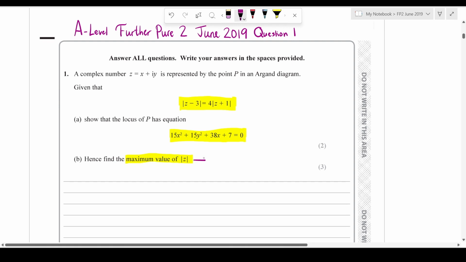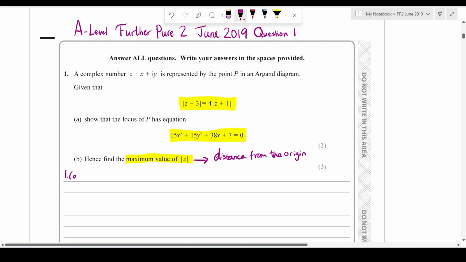And just a quick note to remind you that this is the distance from the origin to where z is on the locus that we're going to get. So it looks like the equation of a circle. So this will be the maximum distance from the circle to the origin.